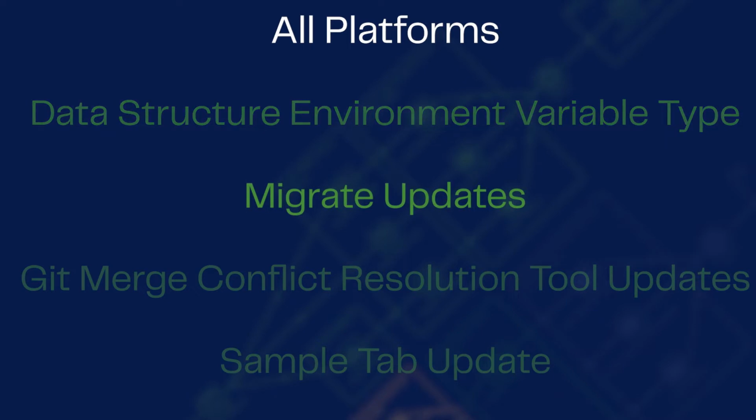The migration tool has been updated and now allows users to migrate their Git integration projects. And the Git merge conflict resolution tool, first featured in Matillion ETL version 1.58, has been updated to display conflicts more clearly. The sample tab in Matillion ETL has been updated. When you use the sample tab to sample data, you can now see null values.